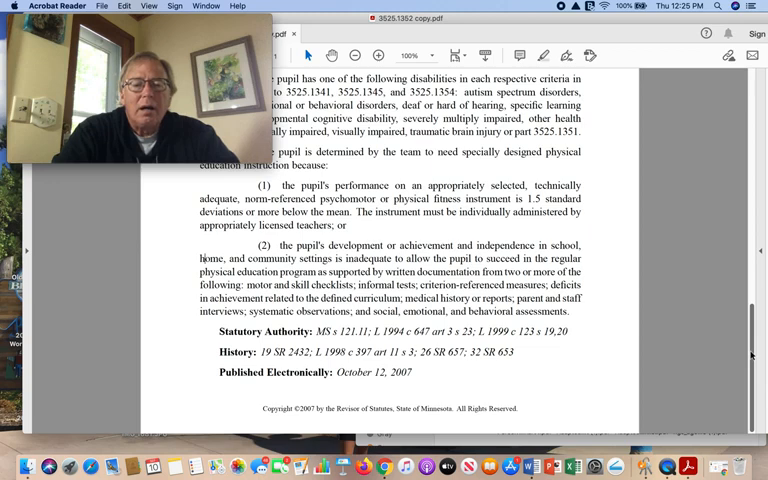Medical history can be very important for certain kinds of disabilities. We'll talk about that in a minute. Parent and staff interviews, systematic observations, actually seeing the student participate in different activities, social, emotional, and behavioral assessments.